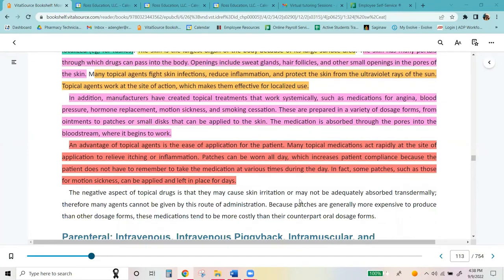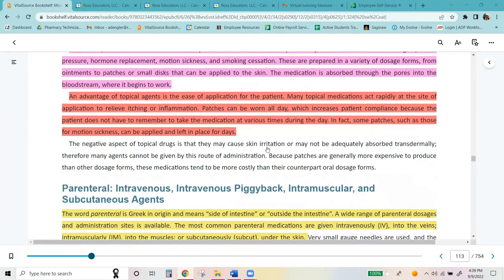Patches can be worn all day, which increases patient compliance because the patient does not have to remember to take the medication at various times during the day. In fact, some patches, such as those for motion sickness, can be applied and left in place for days.